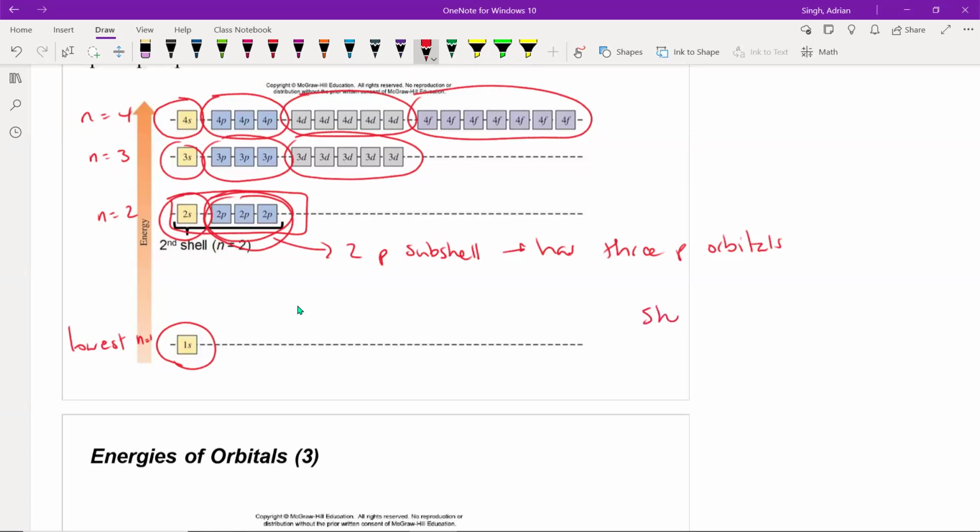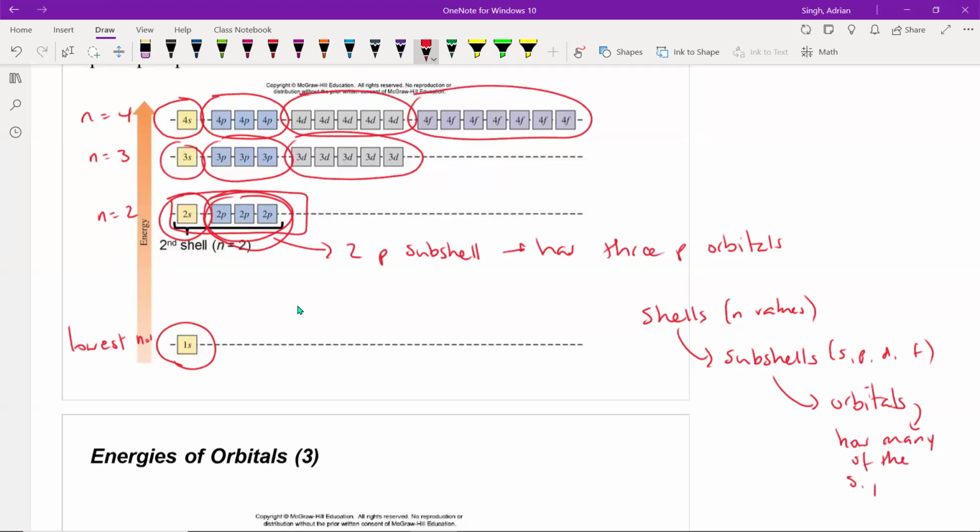Okay, so we have our shells, we have our subshells, and then we have our orbitals. That's sort of the hierarchy when it comes to trying to identify and pinpoint the location of electrons. So the shells are the n values, 1, 2, 3, 4th shell. Subshells are the s, p, d, f subshells, and the orbitals, how many of the s, p, d, and f we have.